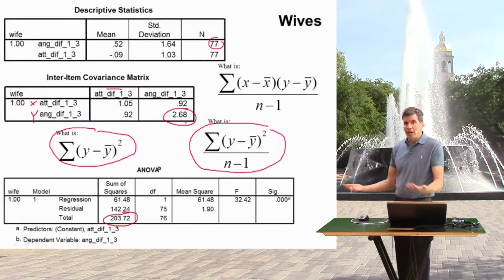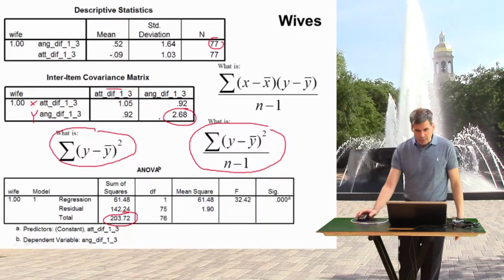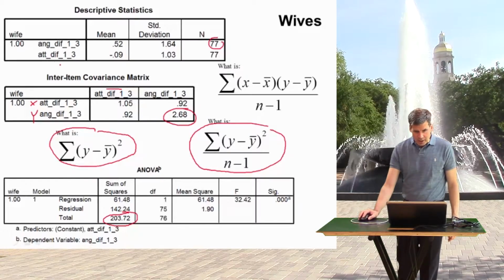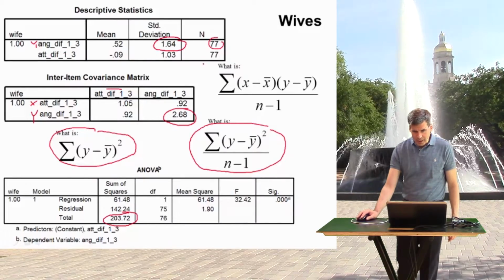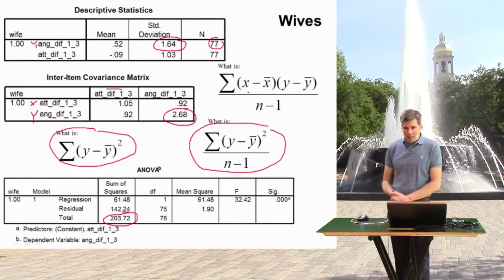So we didn't even have to calculate anything because it's right there. There's our variance for y. Or if we wanted to, we could look at our anger change. Here's anger change y, and here's our standard deviation for anger change. We could take our standard deviation and square it, and that would give us our variance as well.